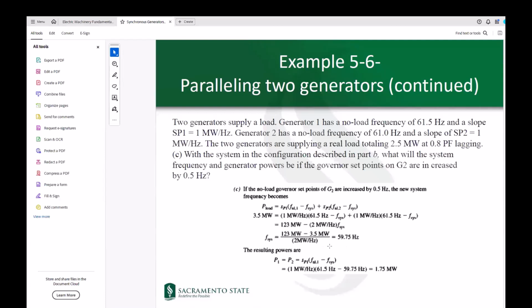Now you can get an idea of how you can correct the frequency back to 60 hertz by changing, for example, the no load frequency of generator 1 or 2, or them combined together, and how this can correct the total frequency of the system. And the resulting power, because of this action, would be that both generators will share the same amount of load, 1.75. So each generator would be responsible for providing half of the load because of this action.